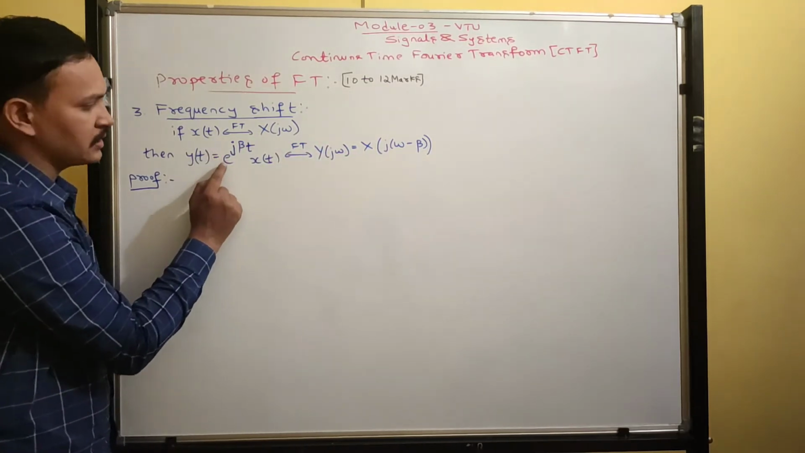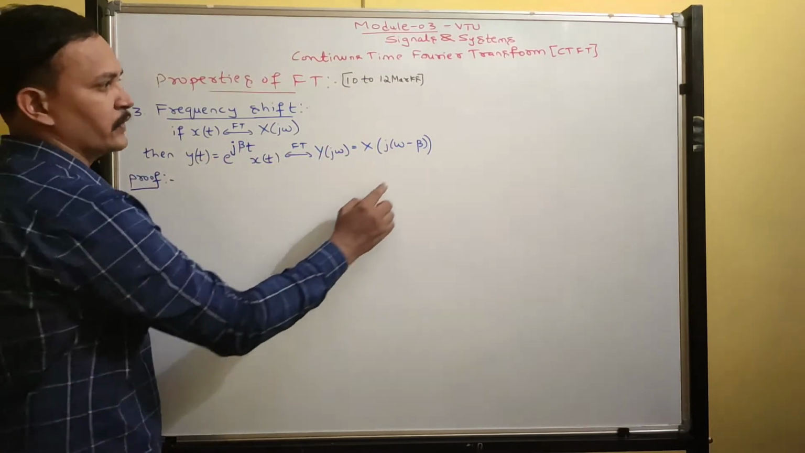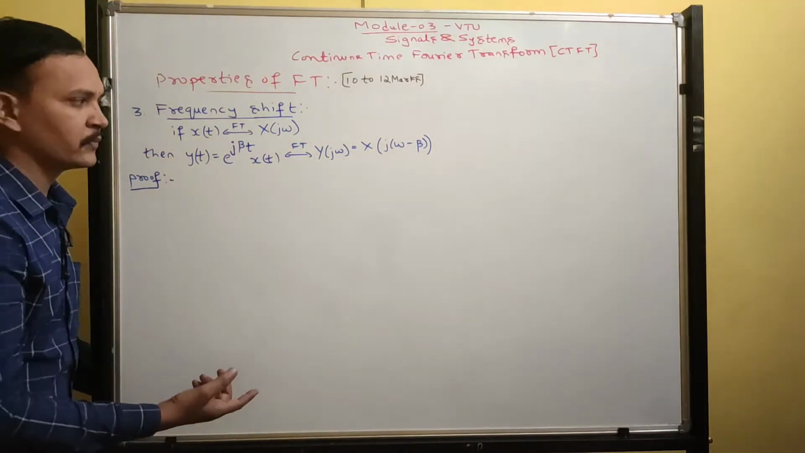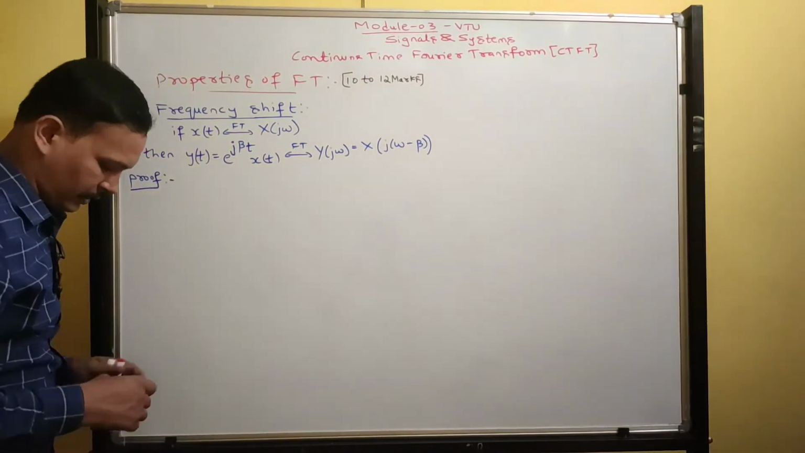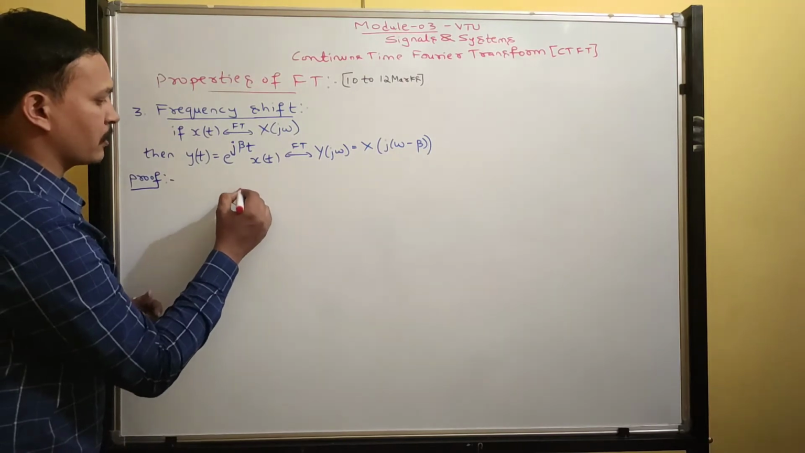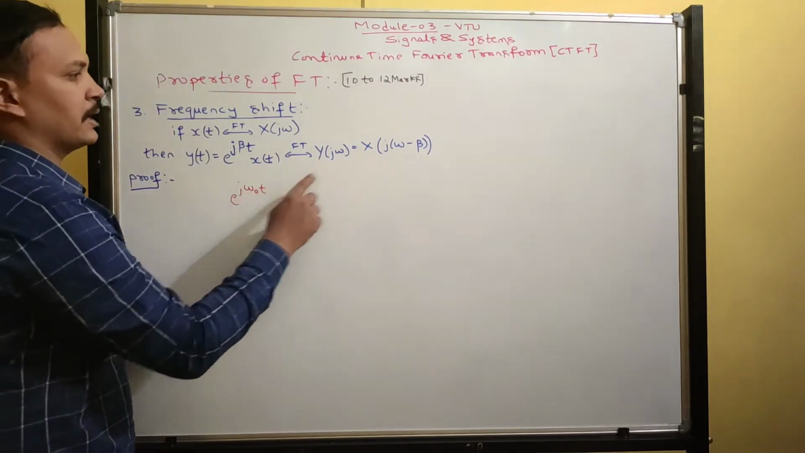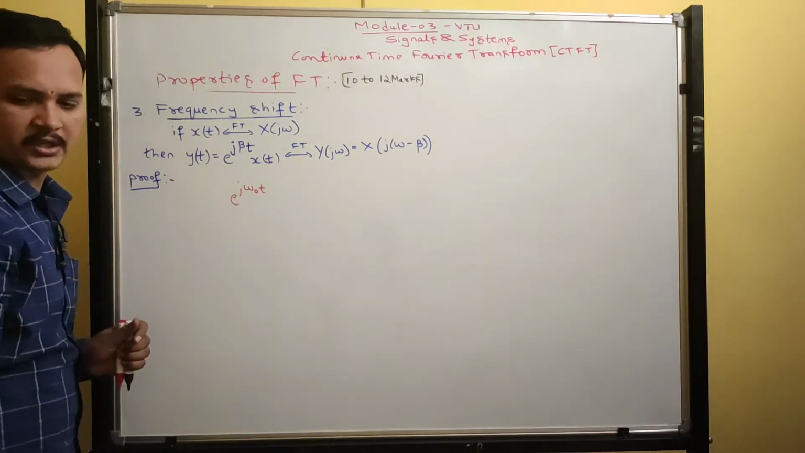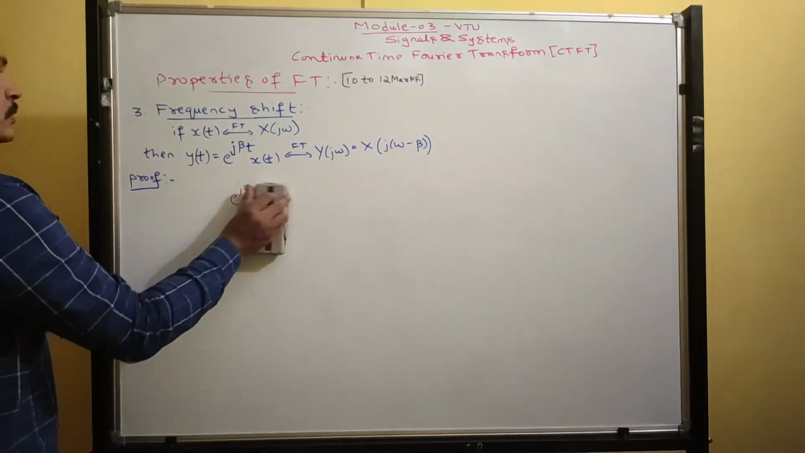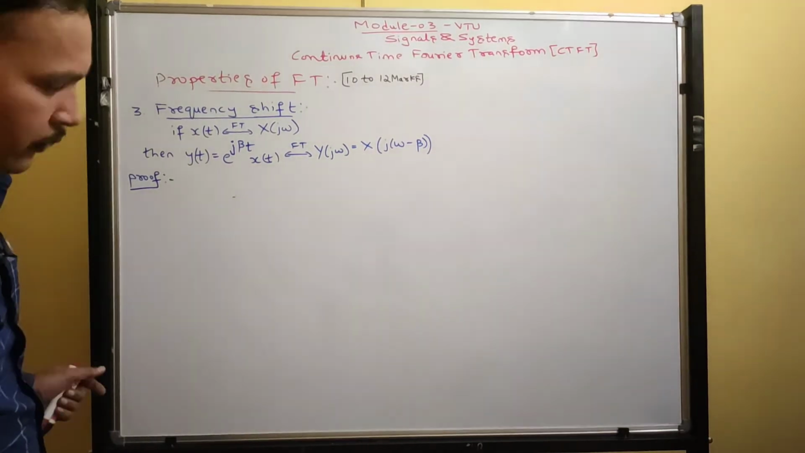Suppose I take e power minus j beta t, then you will get omega plus beta. Some books take e to the power of j omega naught t, so then you will get omega minus omega naught. That's it. Next, we can go to the proof.